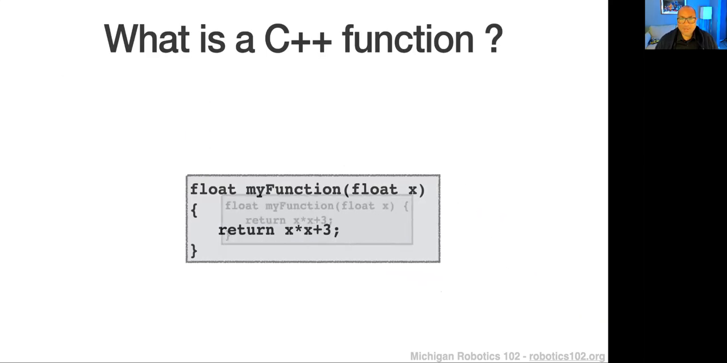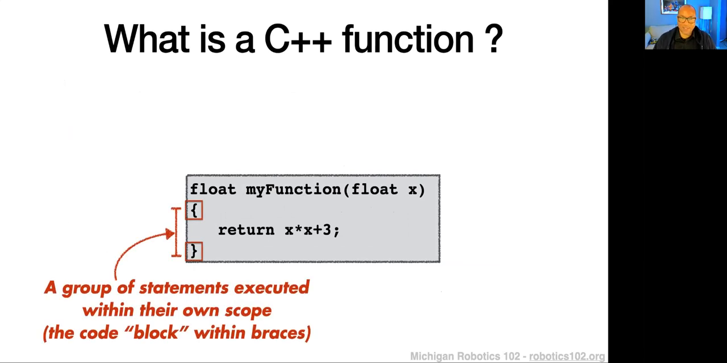So we should take a look at the anatomy of a C++ function. A function at its core is a group of statements that are executed within their own scope. The code block that is delimited by these braces will be the statements that are run in sequence by the function when it is called. In this case, we're just going to execute this one statement that does our x squared plus 3 and then return that value. These statements that we run sit inside a function definition.